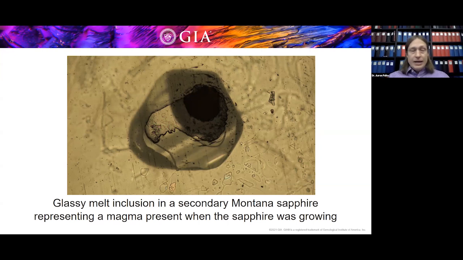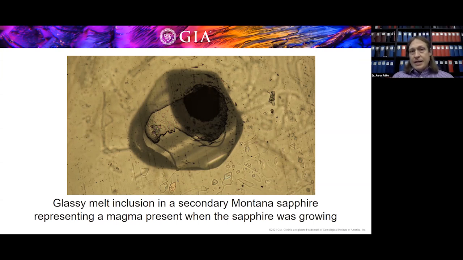But this is really a good thing for us if we're trying to understand the geological history of the Montana sapphires. And when I say Montana sapphires, these are sapphires from the secondary deposits like Rock Creek and Missouri River, which are sort of distinct from the Yogo sapphires.